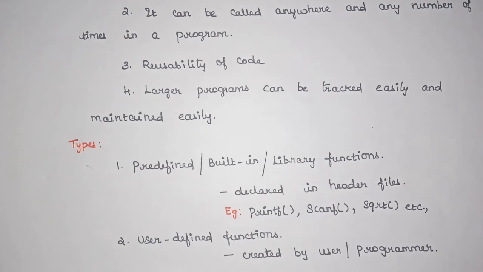Examples of predefined functions are printf, scanf, and finding the square root. These functions are used in our C program, and we are not defining or declaring the printf function ourselves. We are just using the printf and scanf functions by including the header file stdio.h, that is standard io.h, where these functions are defined.